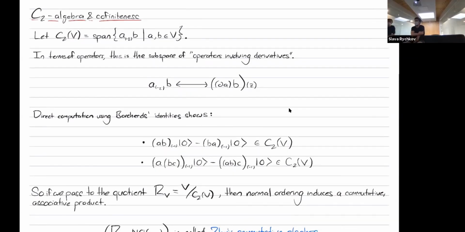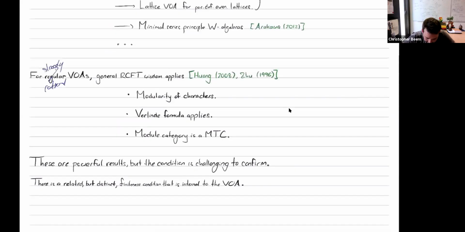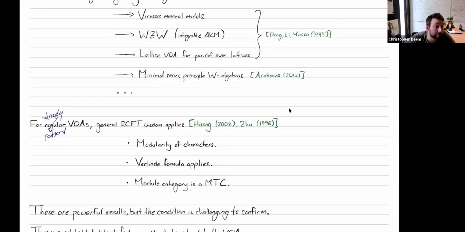Sorry, can I ask if the RCFTs you refer to, are they unitary? Not necessarily. So for example, for the Virasoro minimal models, I meant the full set of minimal models. Okay, thanks. Yeah, of course, I'm intentionally ignoring the whole structure of unitarity, which of course is an extra structure that you can put on vertex algebras and their modules. Yes, thanks.